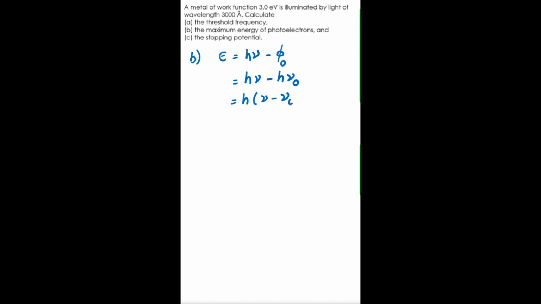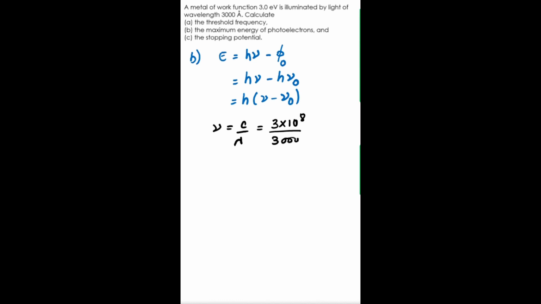As per the problem, we are given the threshold frequency. Threshold frequency, we already figured it out in part A. Let's calculate our nu, the frequency of the photons. So we are given the wavelength of the photons, which is 3000 angstrom. So nu must be equal to c by lambda, and c is nothing but the speed of light. So 3 into 10 to the power 8 divided by 3000 angstrom.